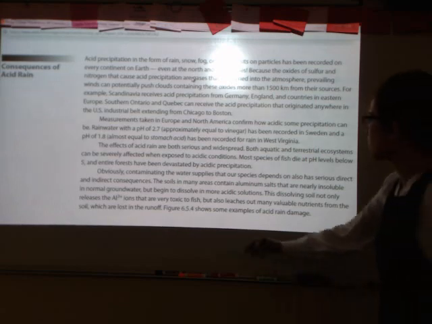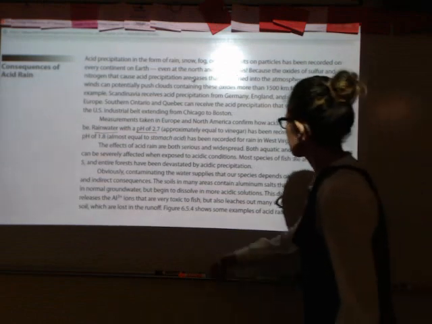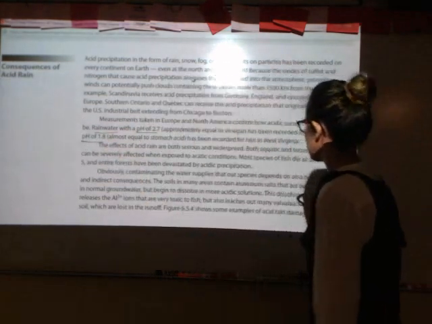So Scandinavia receives acid rain from Germany, England, and countries in Eastern Europe. Southern Ontario and Quebec in Canada receive acid rain that originated anywhere in the U.S., typically between Chicago and Boston, because that's kind of an industrial belt. Rainwater with a pH of 7, which is really close to vinegar, has been recorded in Sweden, and a pH of 1.8, which is just about the pH of stomach acid, has been recorded from rain in West Virginia.